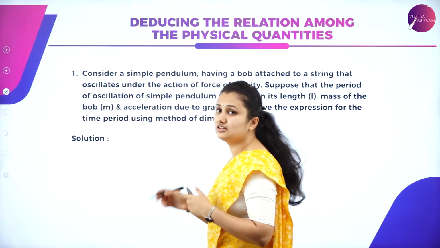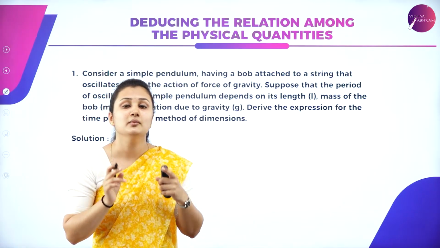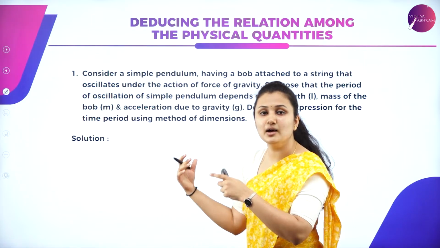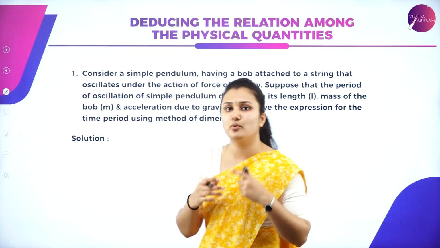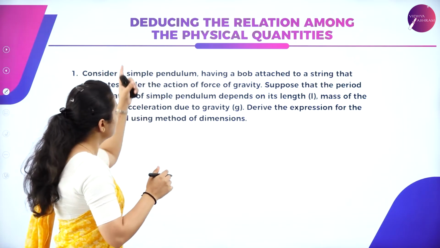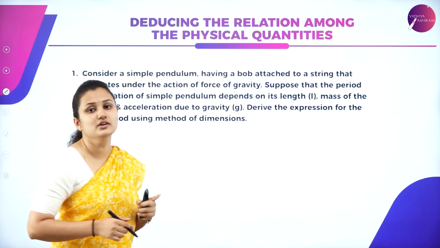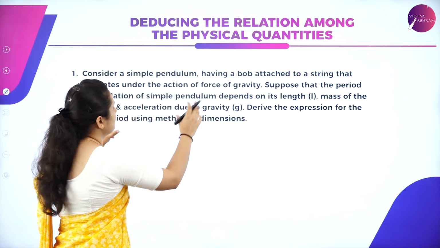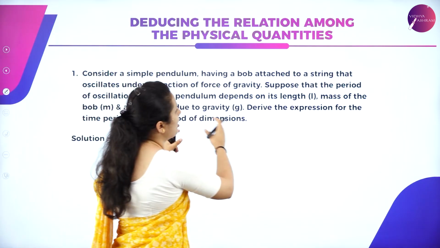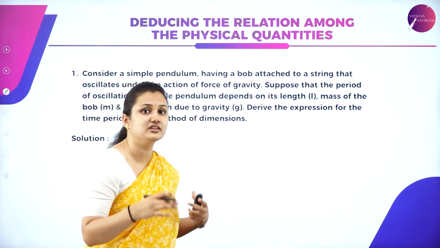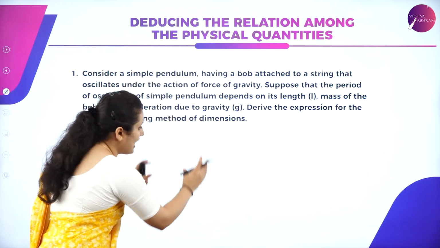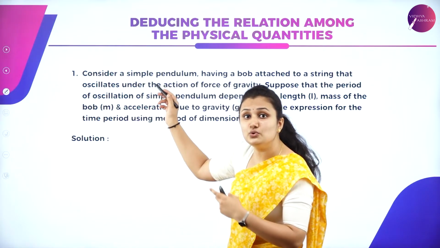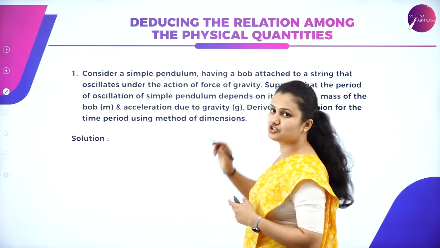Next, deducing. You have read the third point in the uses of dimensional analysis in the previous slide. What is the third point there? The third point was deducing the relations among the physical quantities. The physical quantities are given here: gravity, mass of the bob, and length. You have to derive the expression for them. This is one of the applications of dimensional analysis.